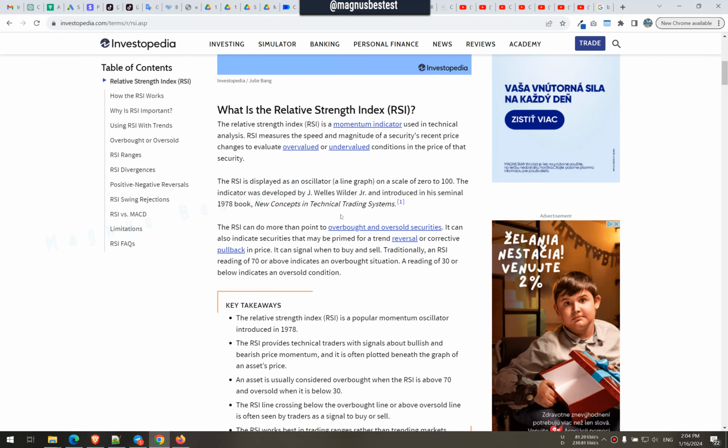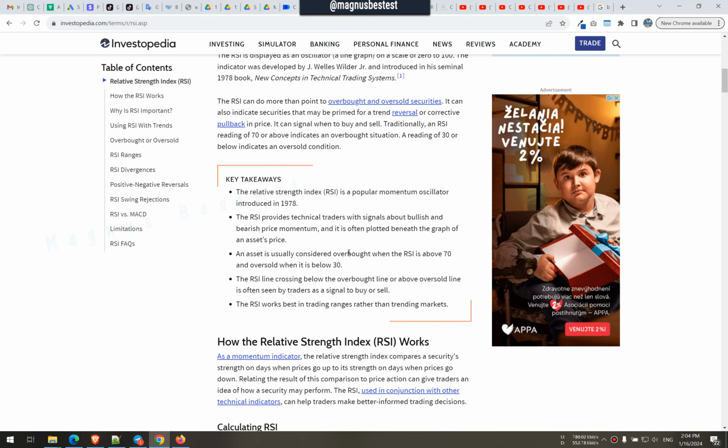Let me quickly read something from the Investopedia website about RSI. So it was developed by J. Wells Wilder Jr. in 1978 in one of his books. We measure it on the scale of 0 to 100, where 70 should indicate more or less that we are overbought, and when it approaches 30, it means we are oversold.